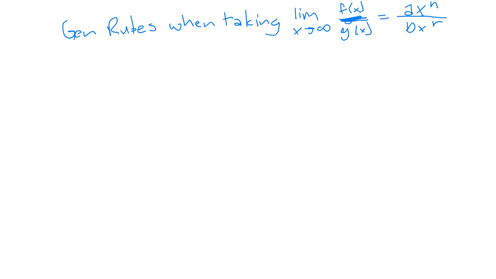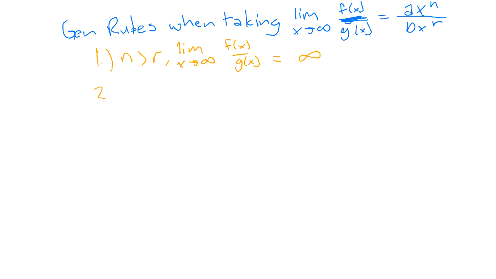The first rule that we're going to have is when n is greater than r. That limit as x approaches infinity of f of x over g of x is going to equal infinity. And this makes sense because if you think about it, if we have a higher power on the numerator, that is going to keep increasing faster and faster than the denominator can. Therefore, it's going to approach infinity.